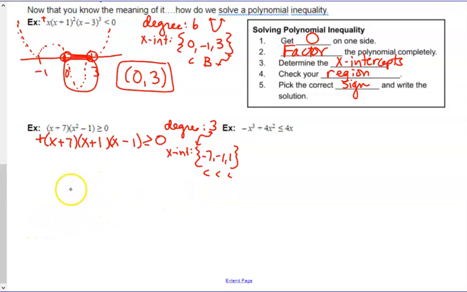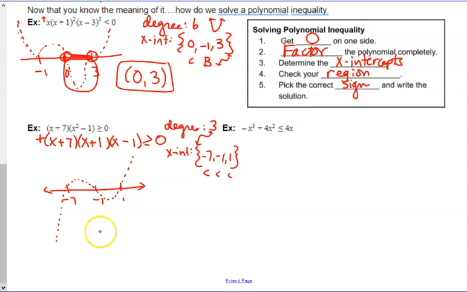Okay, so let's see what happens. I'm going to one-dimensionally throw on those roots. So I'm going to have -7, -1, and +1. Because it's a degree of 3, that means I'm going to start down here, and I'm going to cut at each one of those zeros. So I end up doing something like that.